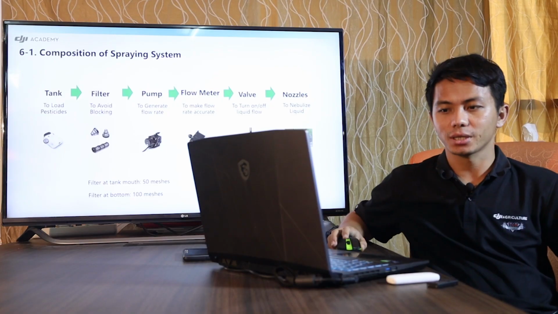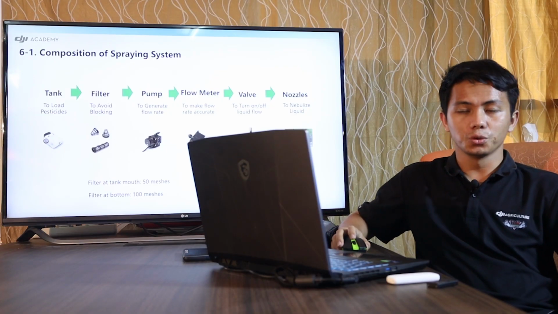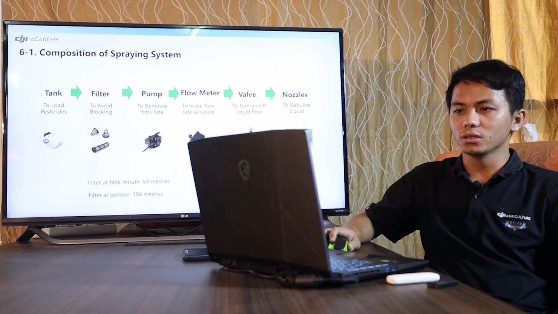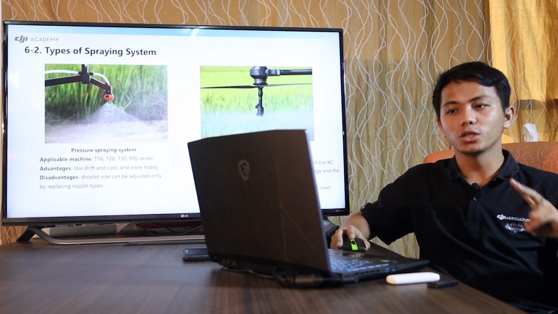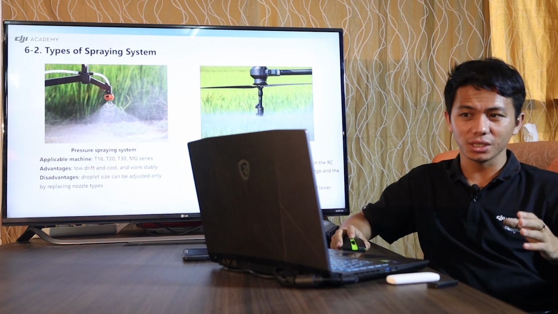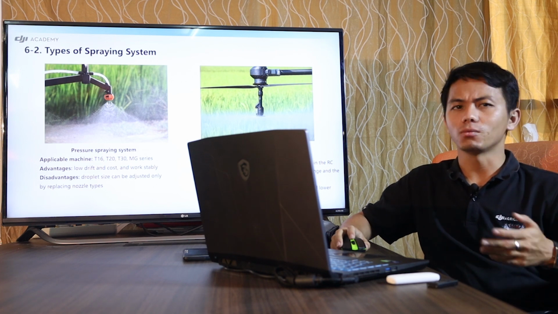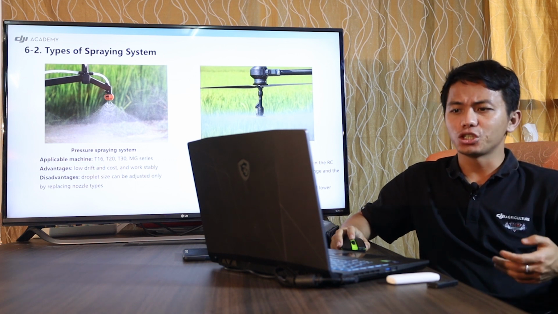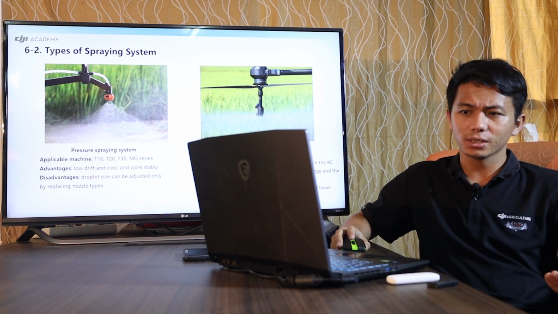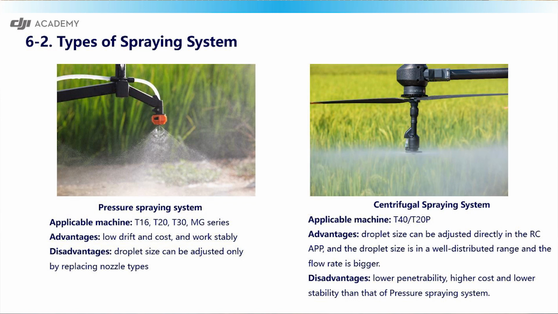As of 2022, we use a pressure nozzle for T30 or earlier models. This year, 2023, we introduced the T40 and centrifugal nozzles. Why? What is different? The centrifugal nozzle can adjust a wider range of droplet size. Pressure nozzles have a fan-shaped spray pattern, while the centrifugal nozzle produces a circular spray pattern.